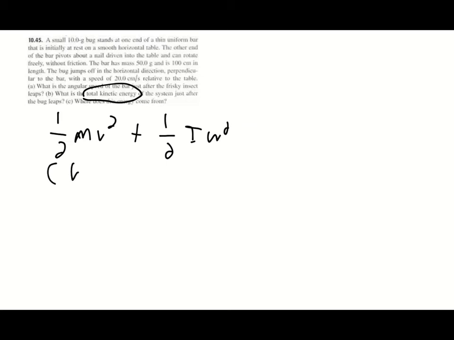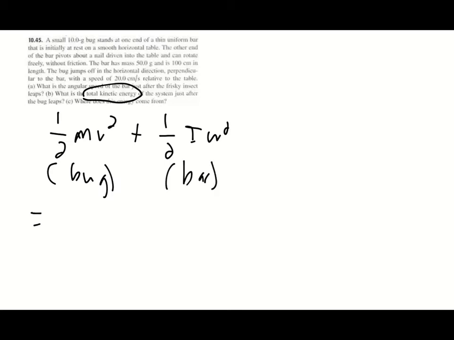Part B asks, what's the total kinetic energy just after the bug leaves? Remember that initially there was 0 kinetic energy in the system. Both of those things were not moving at all. So for the bug, I'm going to take 1/2 mv squared. And for the bar, I'm going to take 1/2 I omega squared. So that's going to be the bug, and that's going to be the bar.